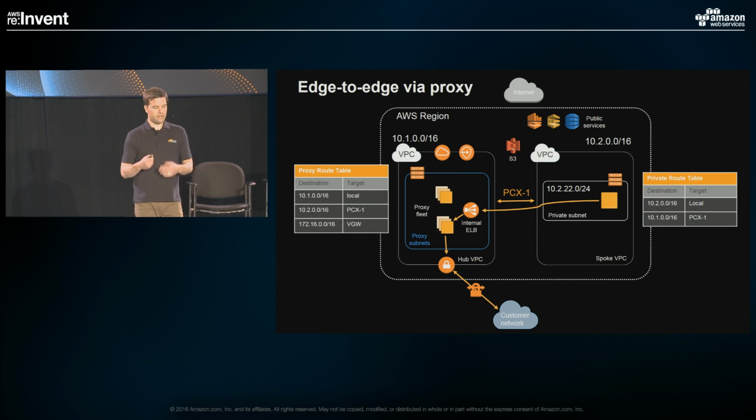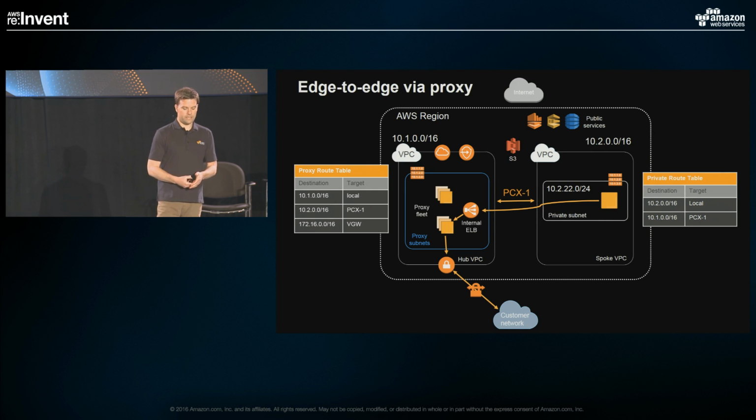And this is not a transparent proxy, so this is not inline. This would be an explicit proxy. So you would have to actually configure your endpoints, your instances or devices, to use the proxy for HTTP communication. So here you see it going across the peering connection to the ELB, and hitting a resource in that VPC that can now use the VGW and down to your corporate network.